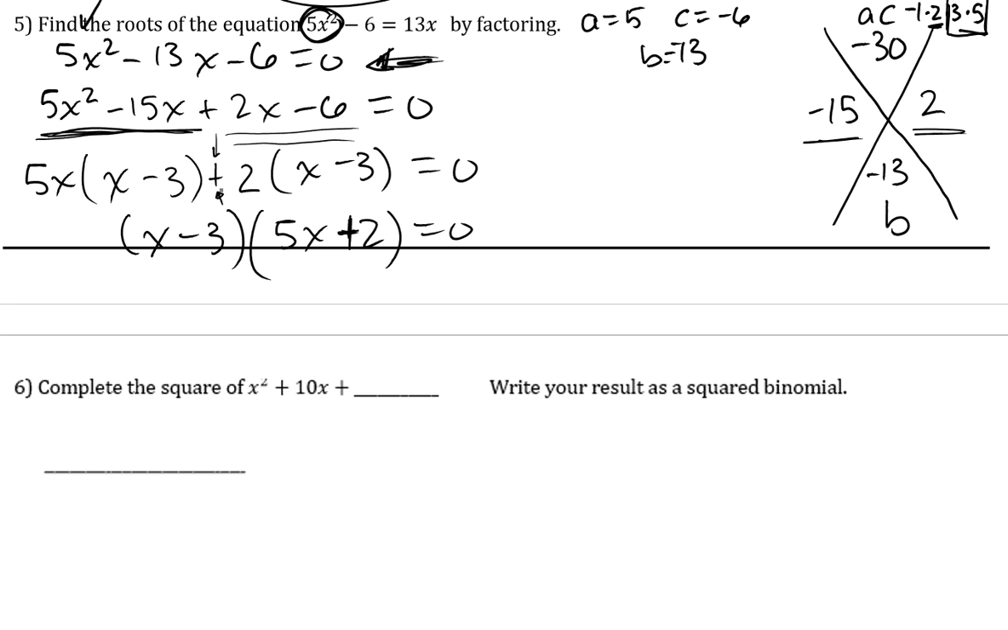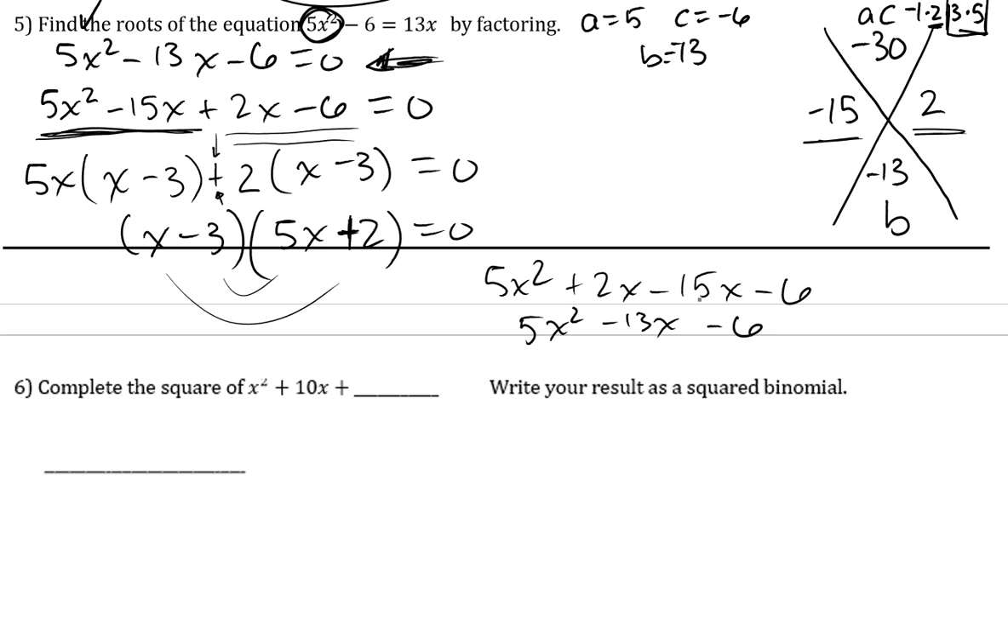Now check it out. If I multiply this, x times 5x is 5x squared. And then I've got a plus 2x, and then I've got a minus 15x. That's the negative 3 times 5x, and I already did this one. And then the last thing is I get a negative 6. Well, when I combine the 2x and the negative 15x, I get exactly negative 13x. So, oh, poor Mr. Robertson made a mistake. But look at this. I got 5x squared minus 13x minus 6. Now, that was me just checking to make sure I factored it right.